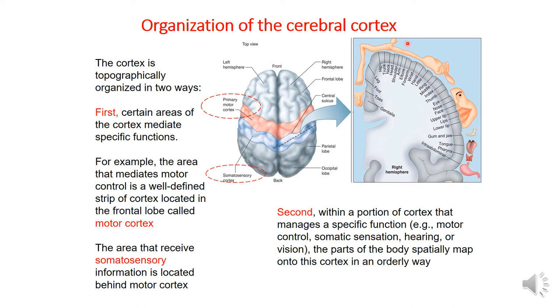And the body is represented upside down. The head and face are present in the lower part, while the legs and feet are represented in the upper part and on the medial surface of the cerebral cortex. Each area has a specific representation in the primary somatic sensory area.